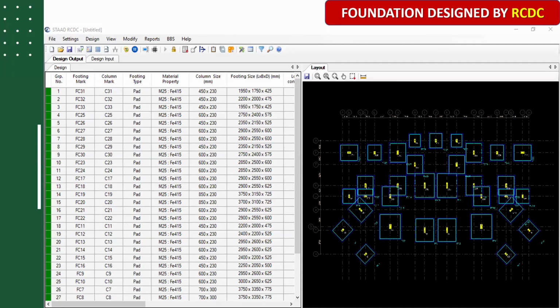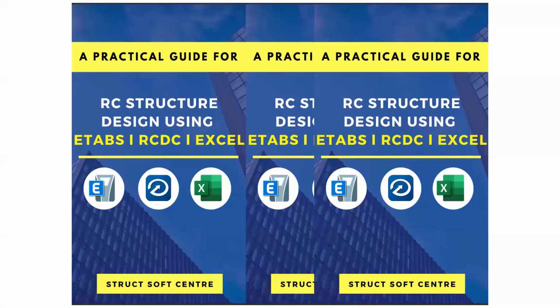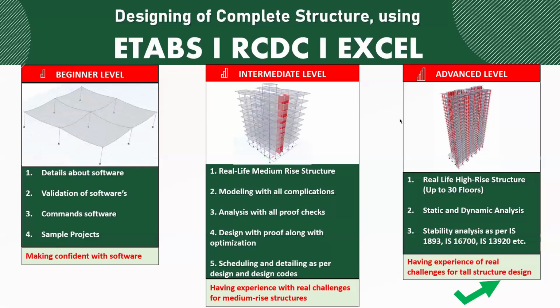Now, throughout this intermediate level, for the completion of this real example project, we have our own written practical guidebook for the design of this complete RCC structure with the help of ETABS, RCDC and Advanced Excel. We will share this practical guidebook for the design of RCC structures. This is also included in our training program, and in that way we are going to complete this intermediate level, and then finally we are moving towards the advanced level.